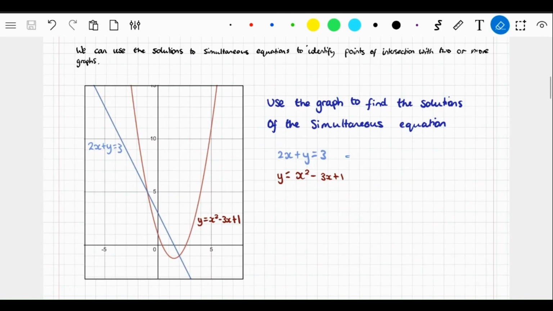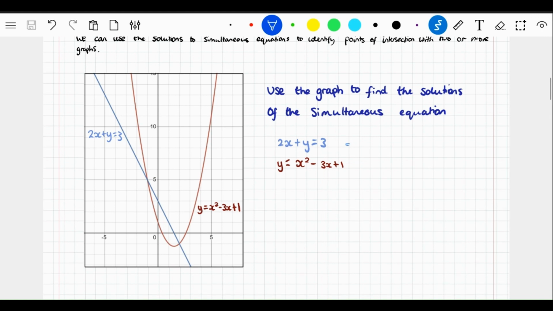Okay, so for this next part here, it says we can use the solutions of simultaneous equations to identify points of intersection of two or more graphs. So on the left here, we've got our two graphs. We've got 2x plus y equals 3, and then we've got y equals x squared minus 3x plus 1. Now, what we're going to want to do is the same thing here with the simultaneous equations, but we're going to find these intersection points.